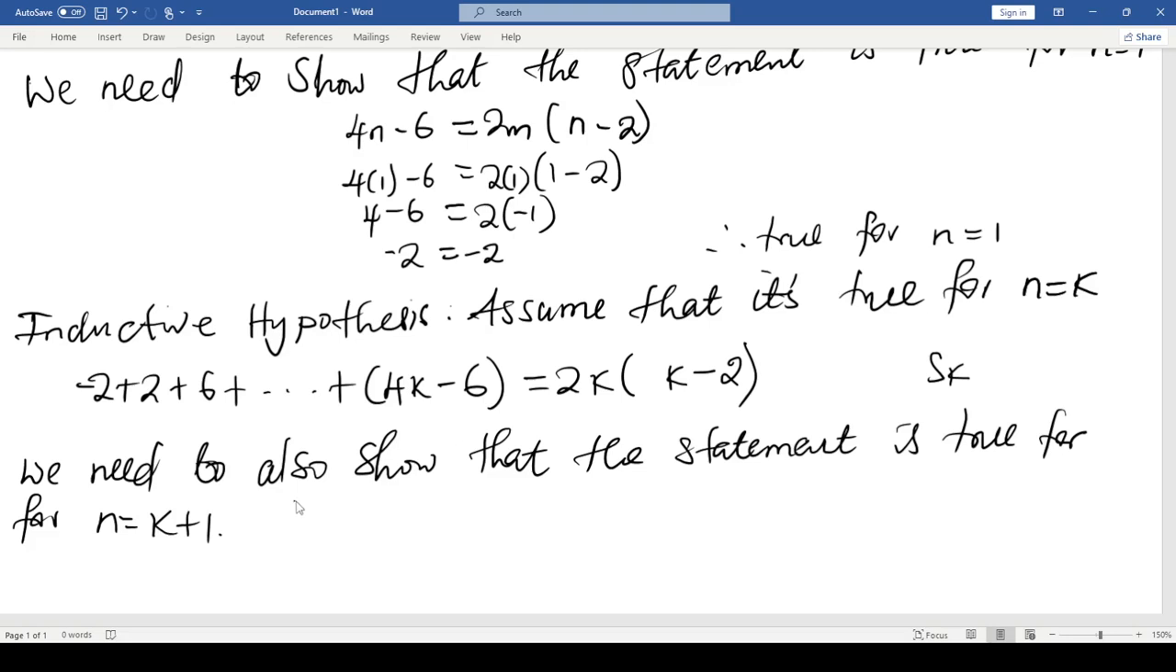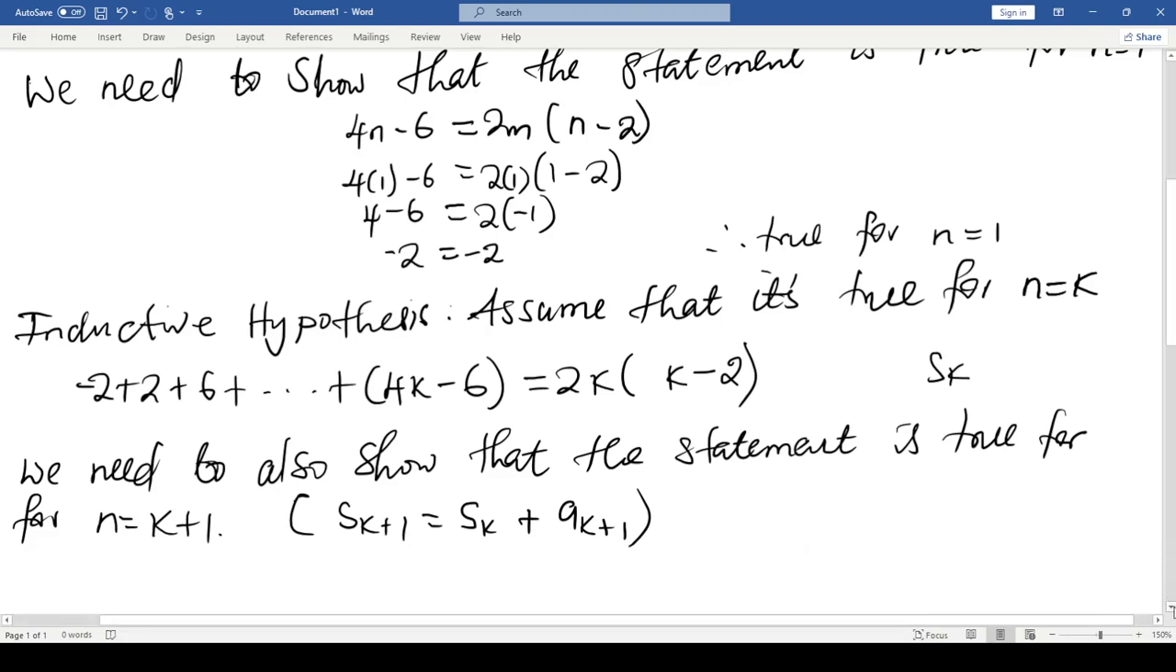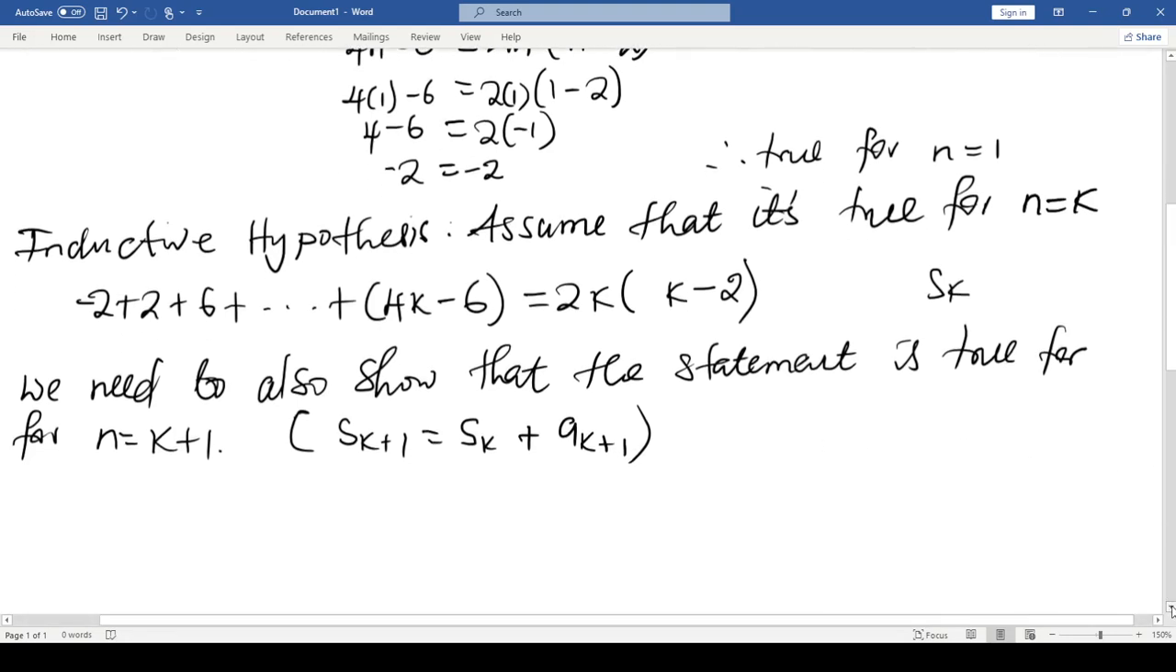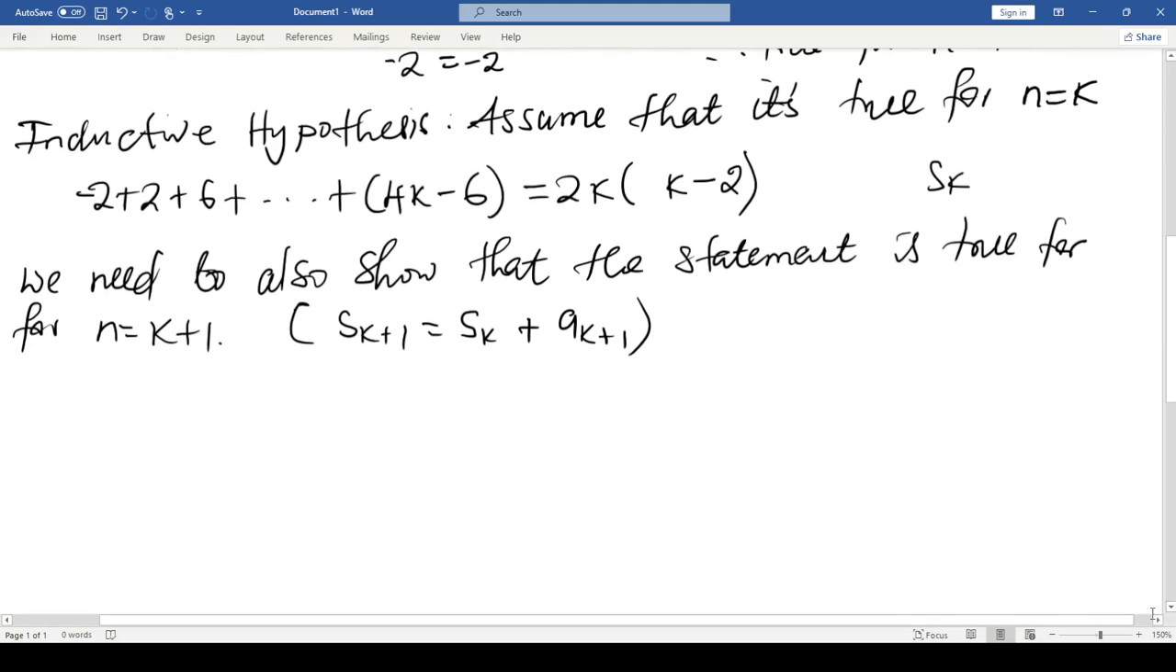So our goal here is just to show that s_{k+1} is simply equal to s_k plus a new term that we're going to add there, which is the a_{k+1} term. Okay, so now let's go ahead and prove that. We're going to get this statement the way it is there.